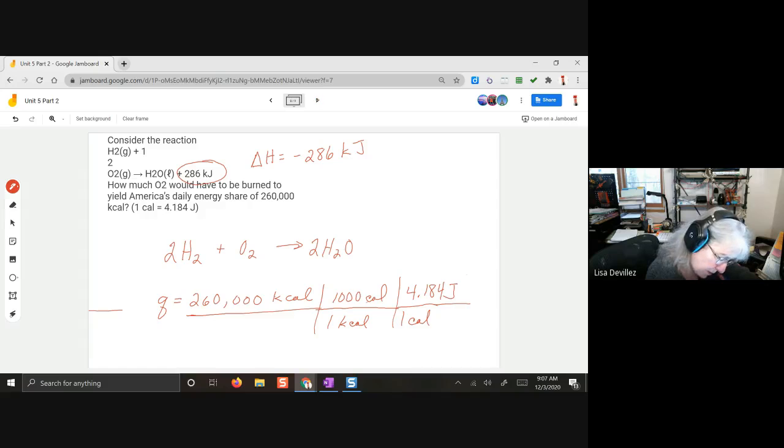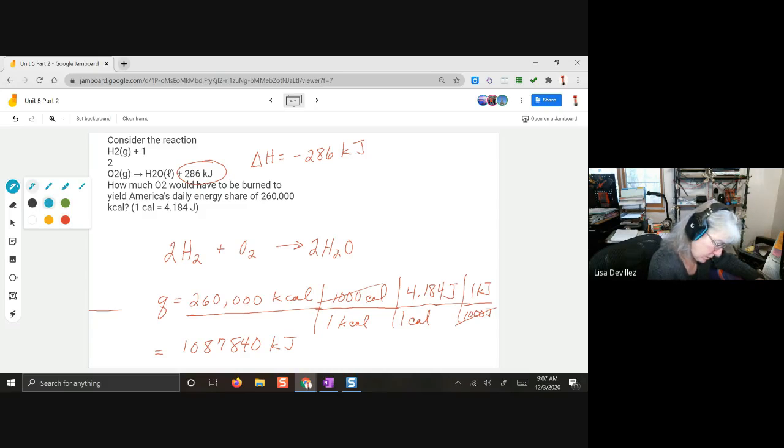All right, so anyway, 1 kilojoule. Yeah, that's going to cancel. So 260,000 times 4.184. Okay, so that gives me 1,087,840 kilojoules. Okay, and so then I have to move my ratio, run out of room.